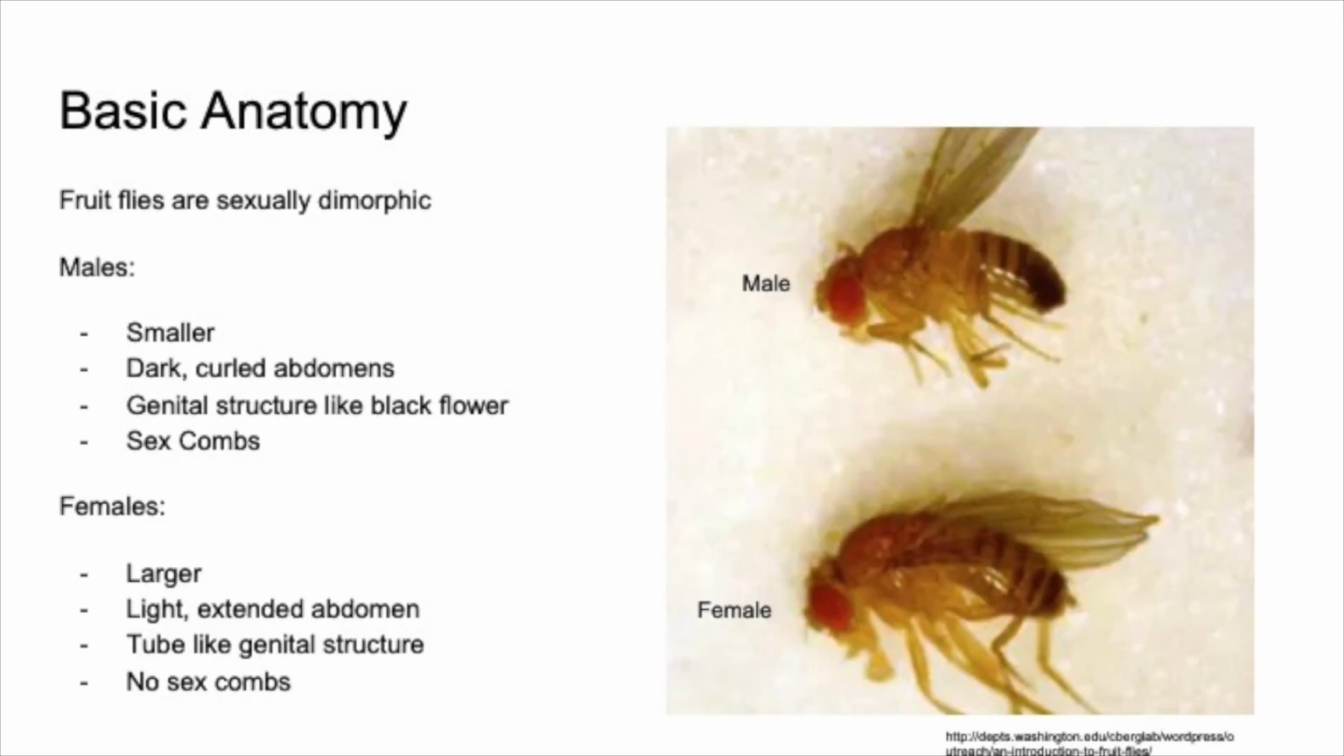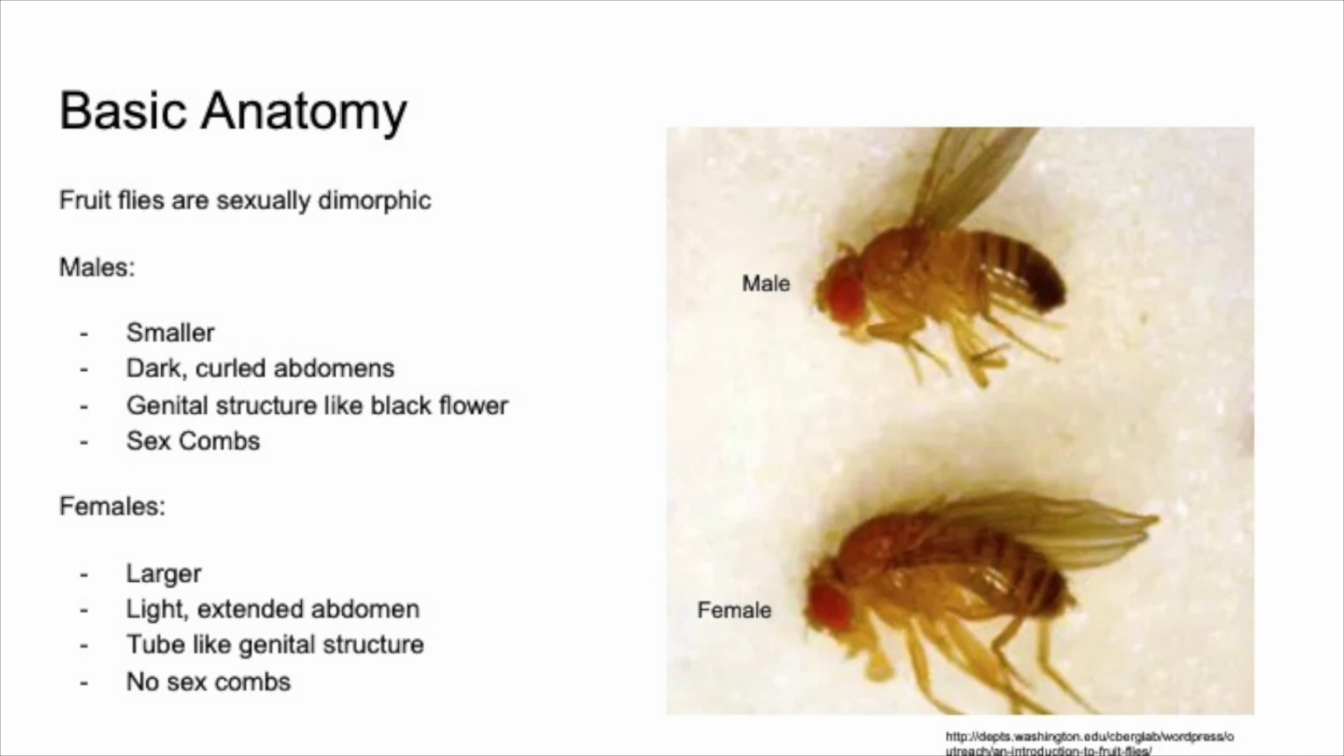As mentioned earlier, fruit flies are sexually dimorphic, which means that there are clear and visible differences between males and females. In the males, seen on the top, they tend to be smaller with dark abdomens that curl underneath their body so that they're pointing either down or almost slightly forwards. Their genital structure, as I previously mentioned, looks like a small dark black flower. And if you look at their front legs, you'll be able to see small black structures called sex combs, which is a tight cluster of bristles that are used during mating.